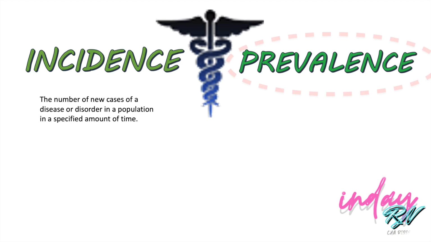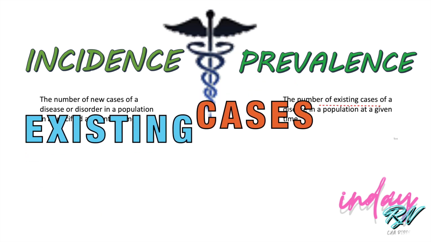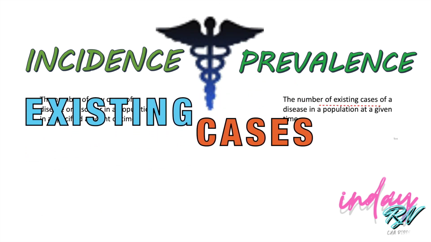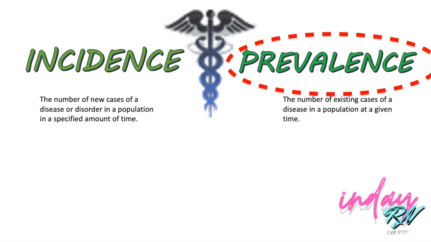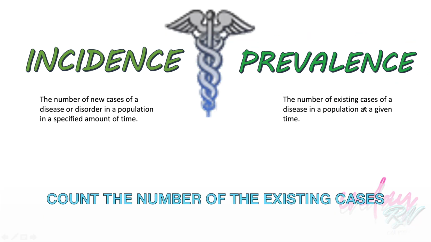Meanwhile, prevalence is the number of existing cases of a disease in a population at a given time. Here in prevalence, we are already counting the number of existing cases.